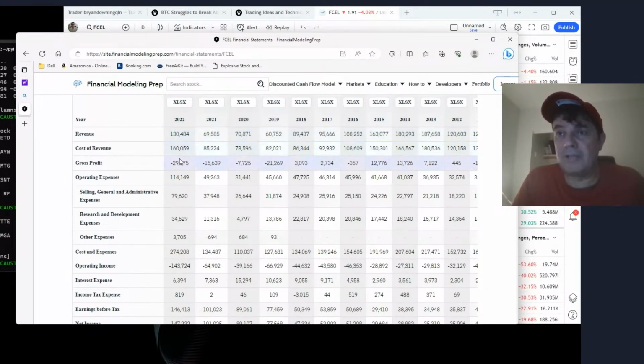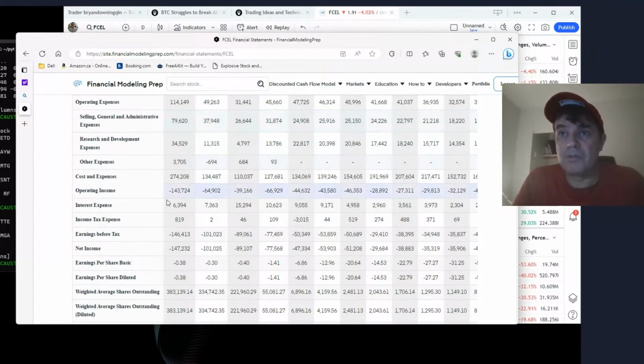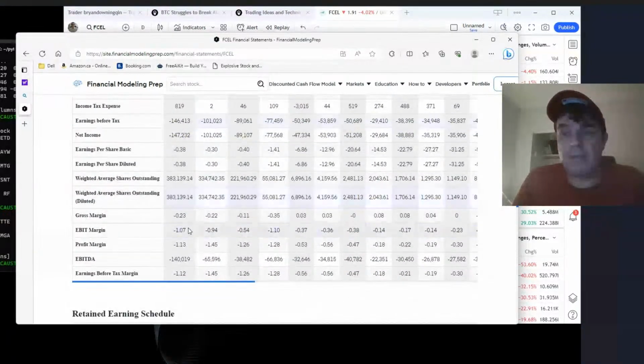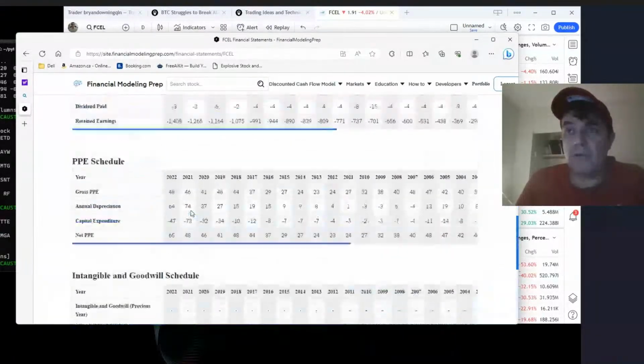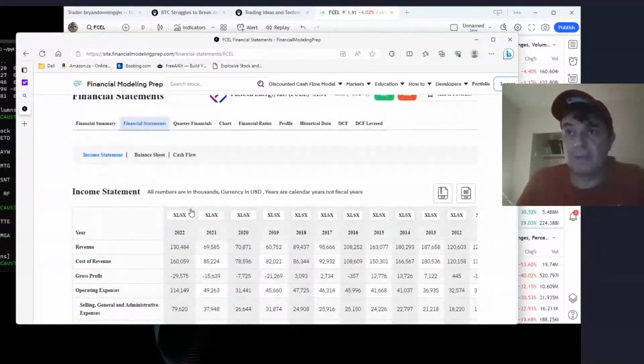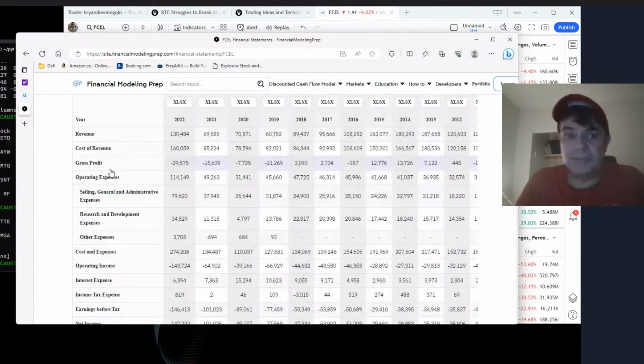But here's the problem: cost of revenue 160, so it has negative, no profit. That's what they've got to work on. And the other thing is, if you look at the forward guidance, if there is forward guidance, I think this has financial forward guidance, I just can't remember. But yeah, it's losing money. That's probably why it's not doing too good. I'd probably start looking at better stocks.